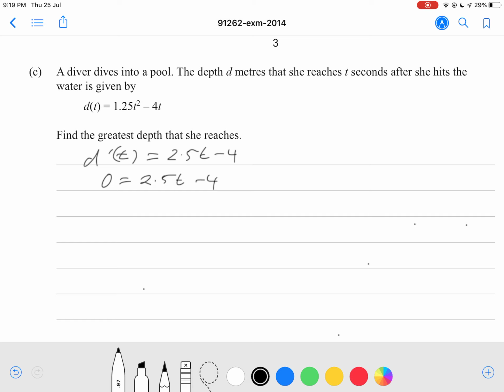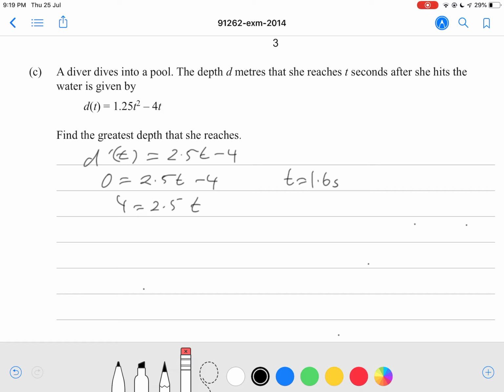So I'm going to find what our t value will be. So 4 equals 2.5t. So 4 divided by 2.5 is what we're trying to find. That gives you t equals 1.6 seconds. But we're not quite done yet because we need to find the greatest depth that she reaches. Not what time it takes for her to reach the greatest depth, okay?